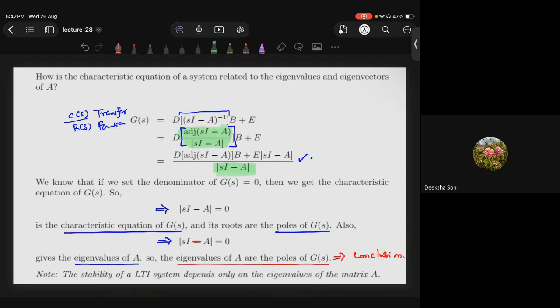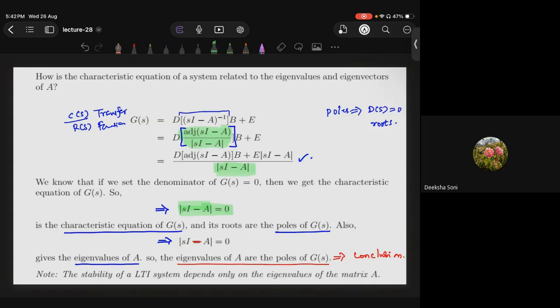Now in the transfer function, what is the definition of the poles? The poles definition is that you have to make the denominator 0 and find the roots. Am I correct? So we are making this denominator 0. This is our definition of finding the poles. Am I correct? Yes, sir.